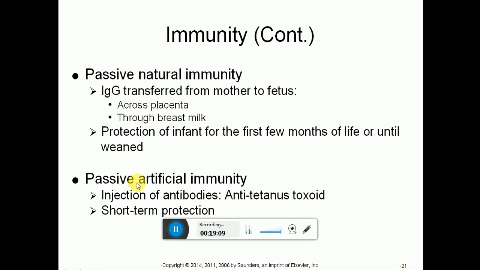Passive artificial immunity is where the antibodies were artificially injected into my body. So I got the anti-tetanus toxoid, for instance, and this usually gives us short-term protection.